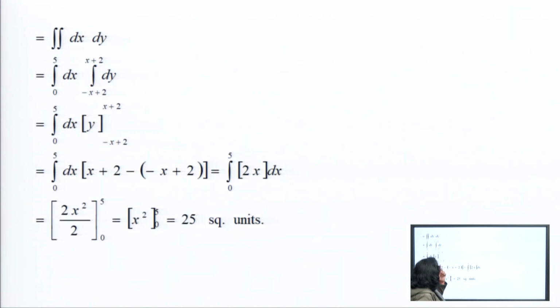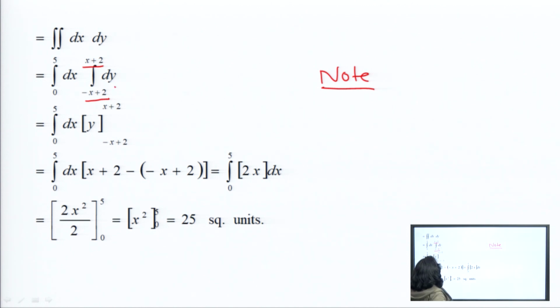So, we have the integration dx dy and put the limits 0 to 5 and minus x plus 2 to x plus 2. And note, always remember that if the limit is in the form of x, we first integrate with respect to y. If the limit is a function of y, we integrate x first. So, here the limit is a function of x, so we integrate with respect to y.